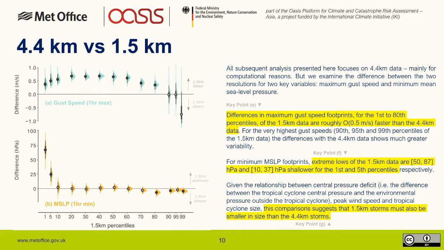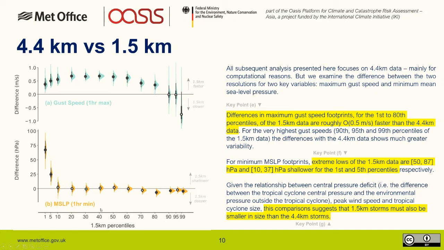Finally, before we move on to look at some data validation, just a few words about the difference between the 4.4 and the 1.5 kilometre model data for 2 key variables. In this case, 1 hourly maximum gust speed and 1 hourly minimum mean sea level pressure.